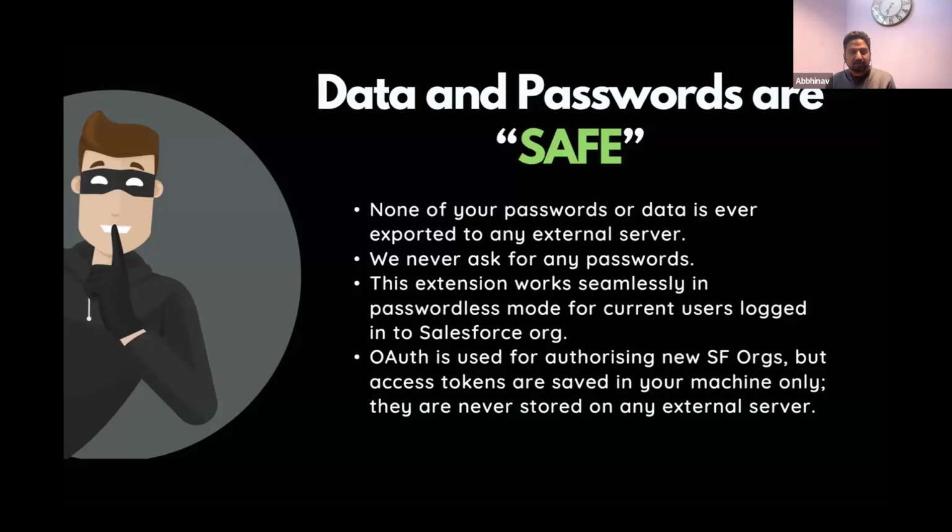The only thing is OAuth. When we ask you for an OAuth flow, when you authorize more than one org to compare metadata and do different multi-org stuff with this extension, then only we basically store the access tokens, but it is stored locally and securely in your browser only. That is never exported anywhere outside your computer. It never leaves your computer basically.